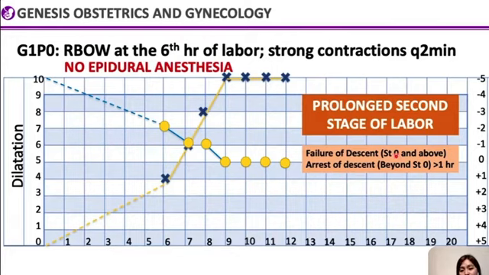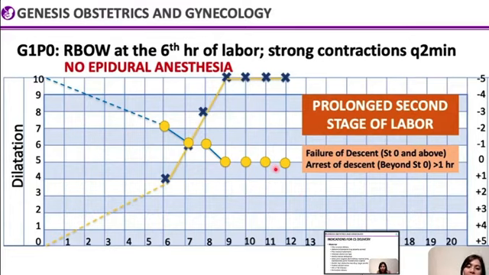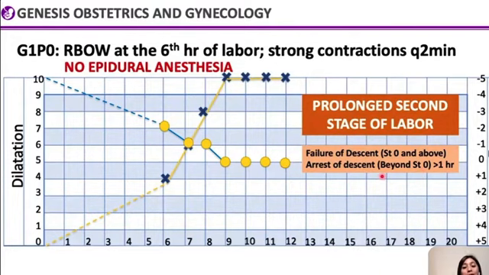Okay? So bakit station 0, bakit station +1 yung arrest of descent? The reason behind this is, remember na kapag nasa station 0 ka na, it means na nakapag-engage na yung head. Di ba? I kept repeating that. Pag yung leading part mo nasa station 0 or level of the ischial spines, engage ka na. Now, descent comes after engagement, usually. So, ibig sabihin, kapag hindi ka nag-descend beyond station 0, wala kang descent at all. Hindi siya nag-progress. Kaya siya failure of descent. Pero pag arrest of descent, kaya siya may time component, is because bumaba naman siya past 0. So after engagement, nag-descend naman siya. It's just that hindi na nag-progress. Yun yung arrest of descent.